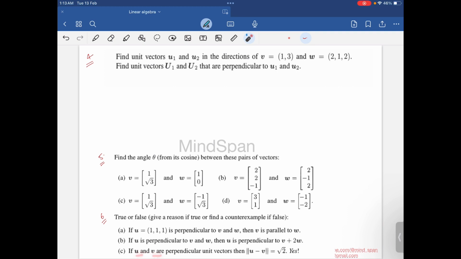u and v are perpendicular unit vectors. So let's suppose u and v are perpendicular unit vectors, right? Then what it is saying is that you take their difference, that means you will get another vector, and take its length, so that will be root under 2, that you have to check, right? So you can think about this one.